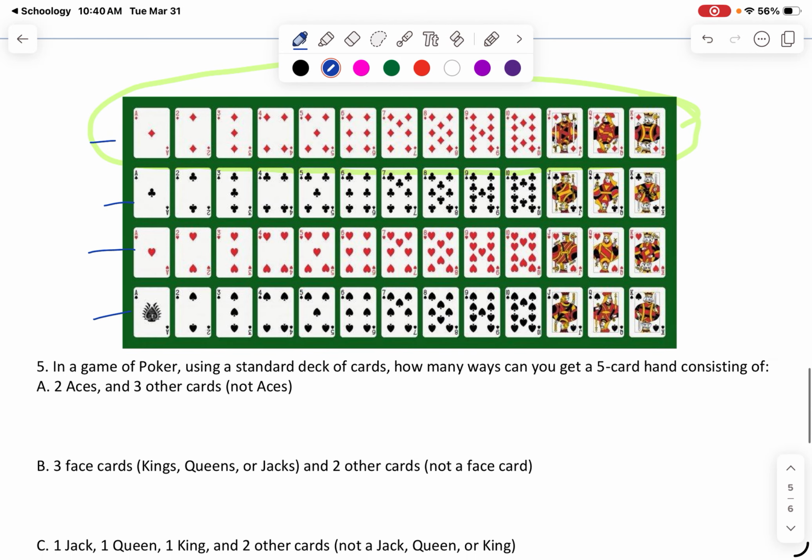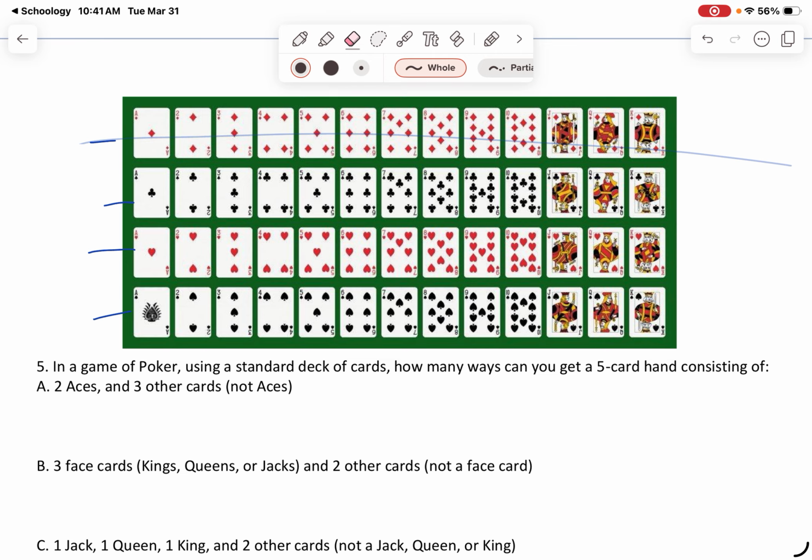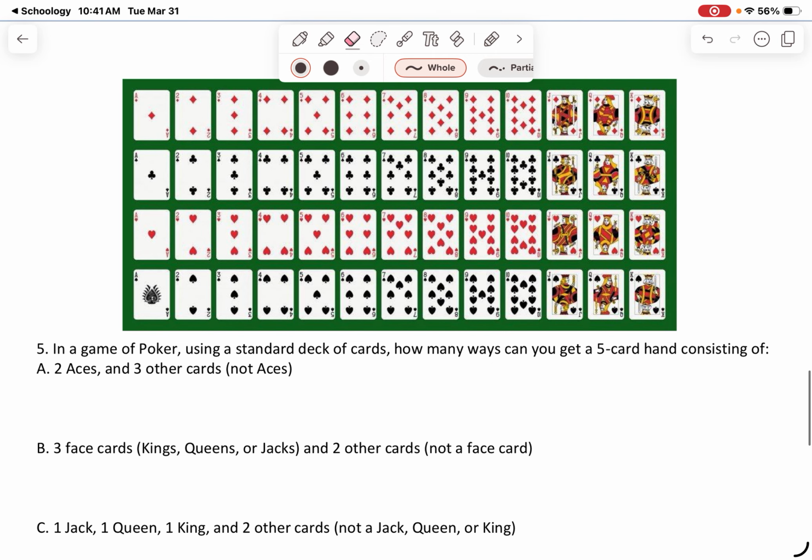Okay, let's look more at cards. If you've never looked at or touched a deck of cards, this is what a deck of cards looks like. Once again, there are 4 different suits: diamonds, clubs, hearts, and spades.